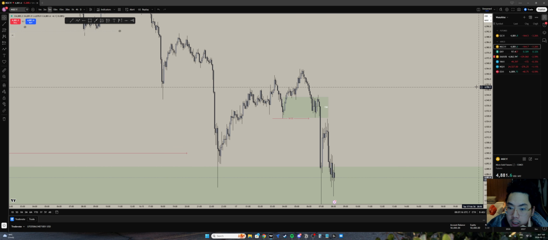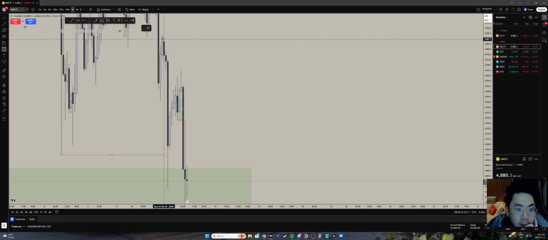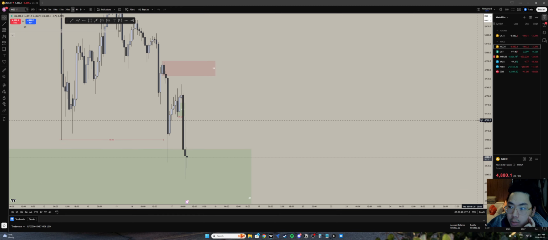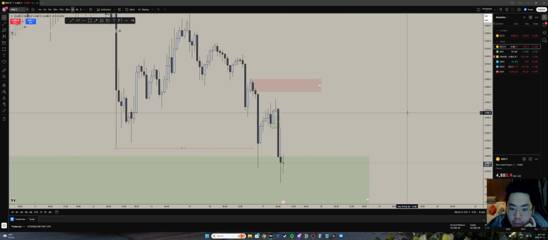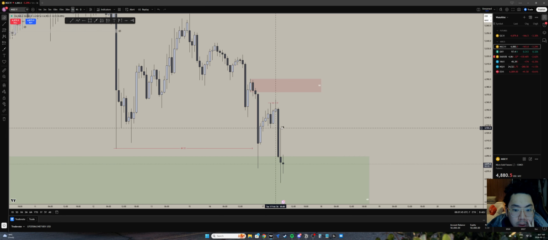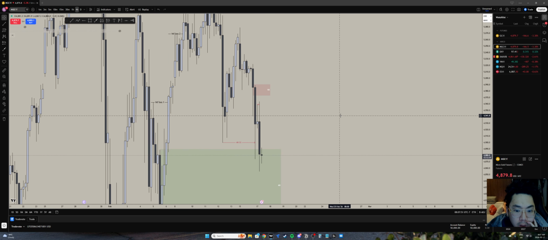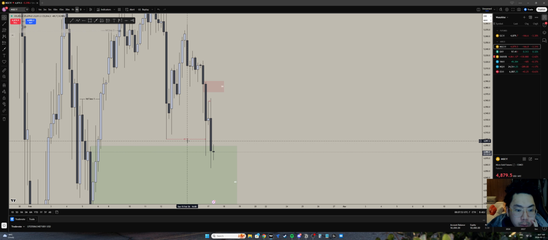Now, why is the day kind of weird? Because we had a lot of bearish pressure. We did sweep out this 1 hour liquidity grab as well. I'm going to get rid of this and this. For price to be bearish, we have to close below here, which we did.